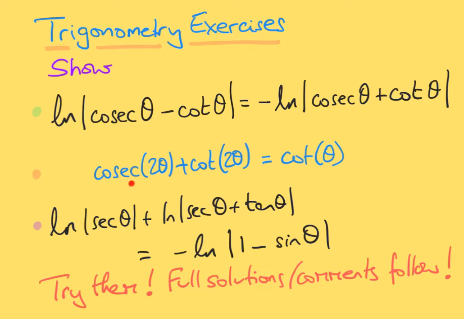Second identity is the cosec of 2 theta plus the cotangent of 2 theta reduces beautifully to the cotangent of theta. And then finally, we have this exercise. The sum of these 2 logarithms reduces to minus the logarithm of 1 minus sine theta.